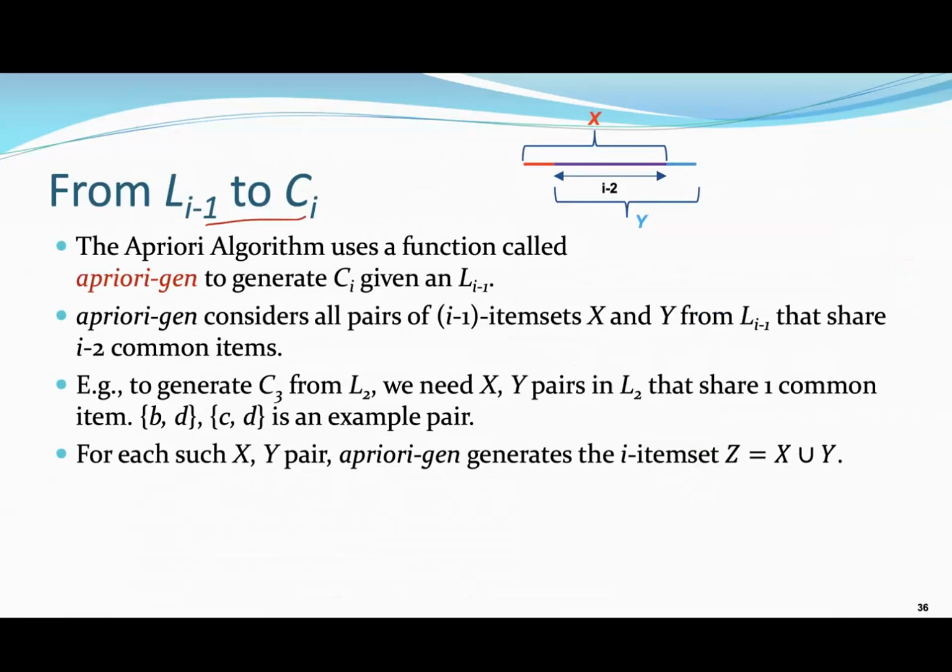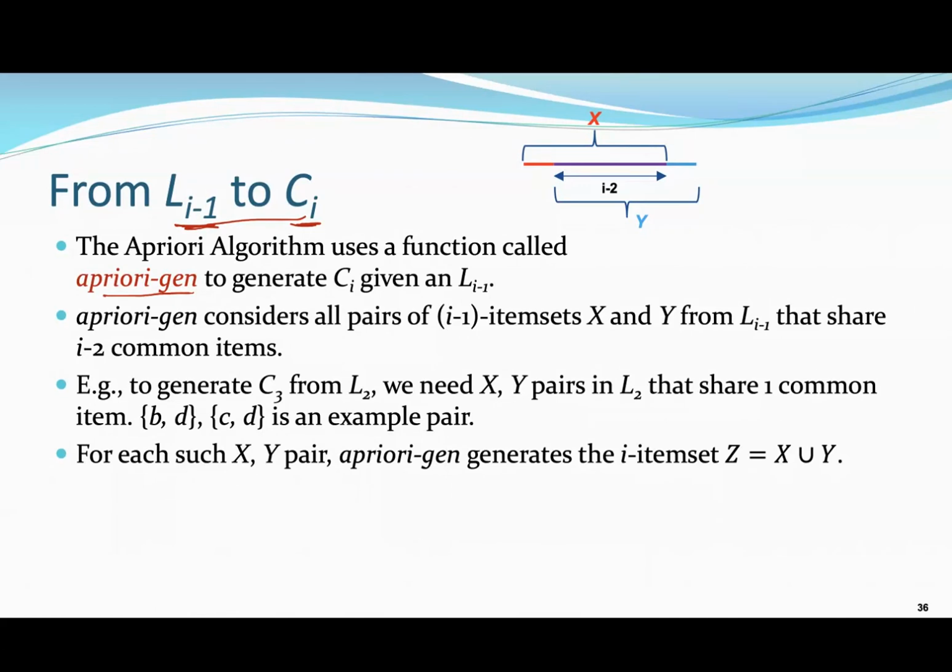Specifically, we have obtained the set L(i-1), and if our task is to generate the candidate set Ci, the Apriori algorithm uses a function called apriori-gen to perform this joining operation. Intuitively, the algorithm needs to pick 2 item sets from L(i-1) and join them together to obtain a size i candidate item set in Ci, right? So how does this join work?